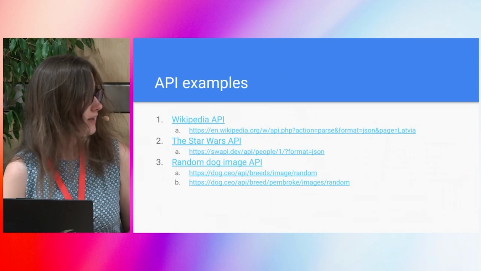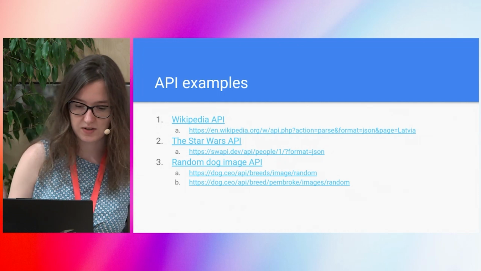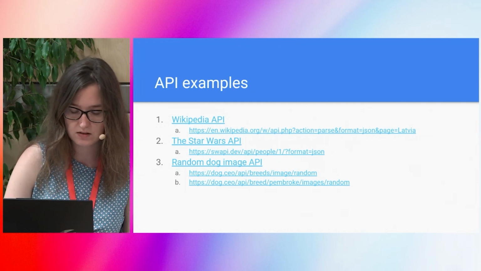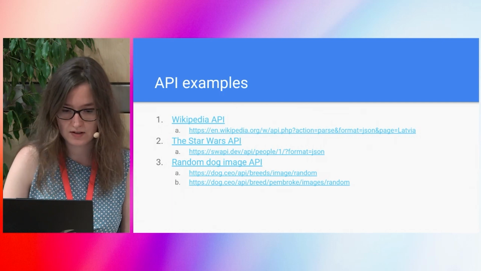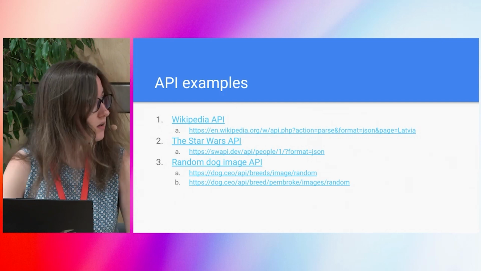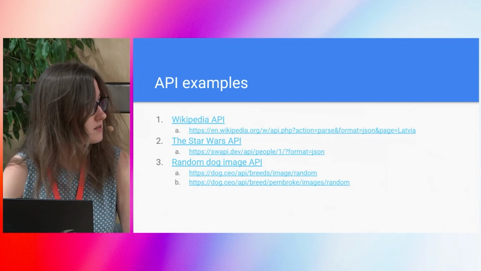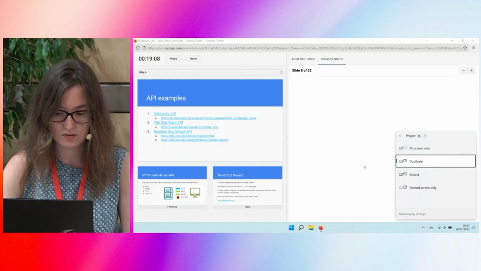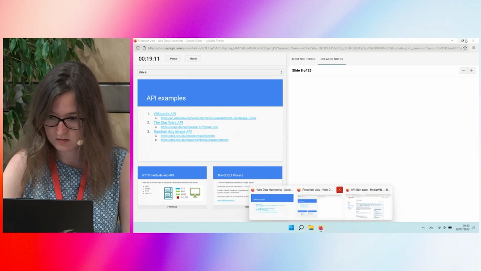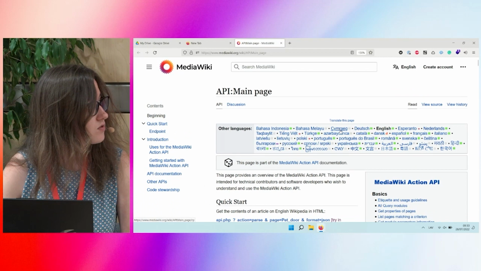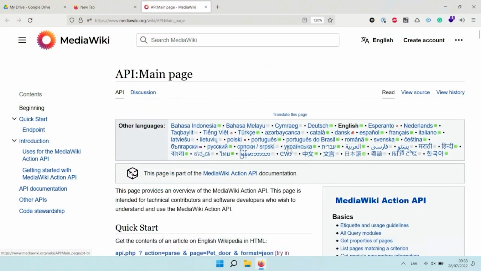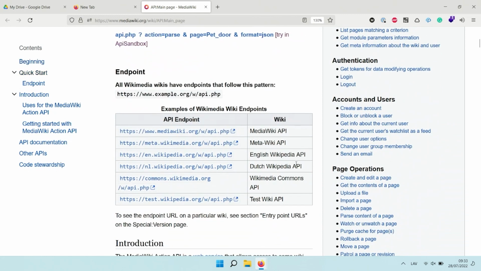So let's see some examples, because I'm talking a lot about this in theory, to see how it looks. APIs usually have documentation. I'll try to make it bigger. Hopefully you see something. This is a snippet of Wikipedia's documentation. It's quite a complicated API, so I don't recommend using it as your first. But these are all the endpoints that you may query.